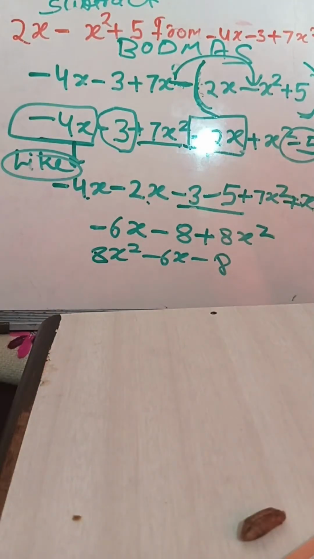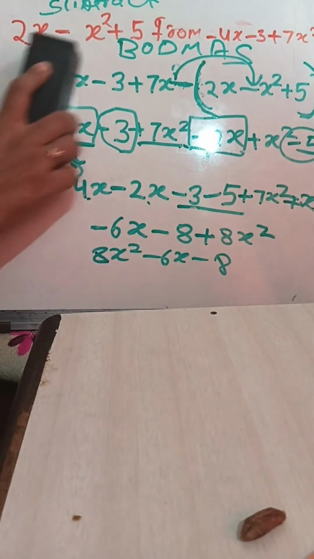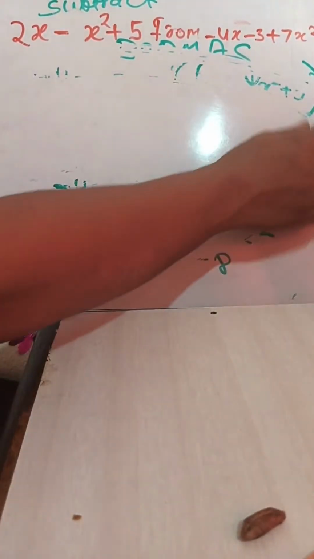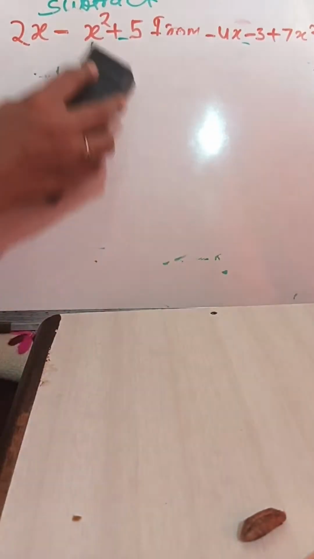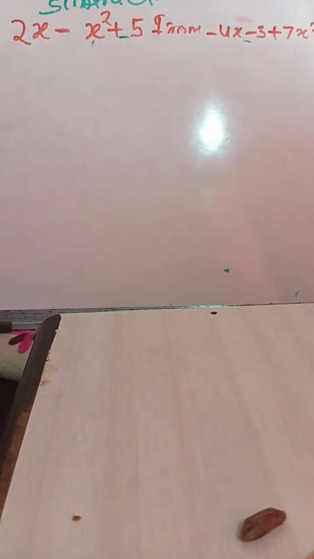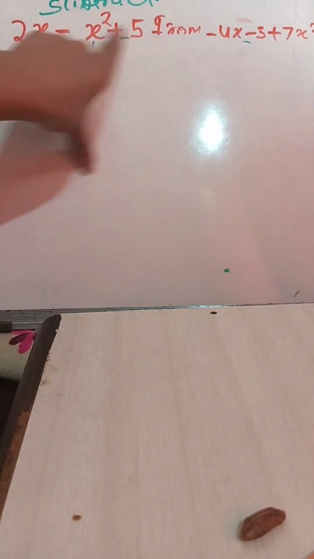Now we'll do the same question by another method, the vertical method for subtraction. First we did this method, now I'll explain the same question by the vertical method. Whichever method you like, you can use that method in the exam. In the vertical method, again we have to subtract this from this.